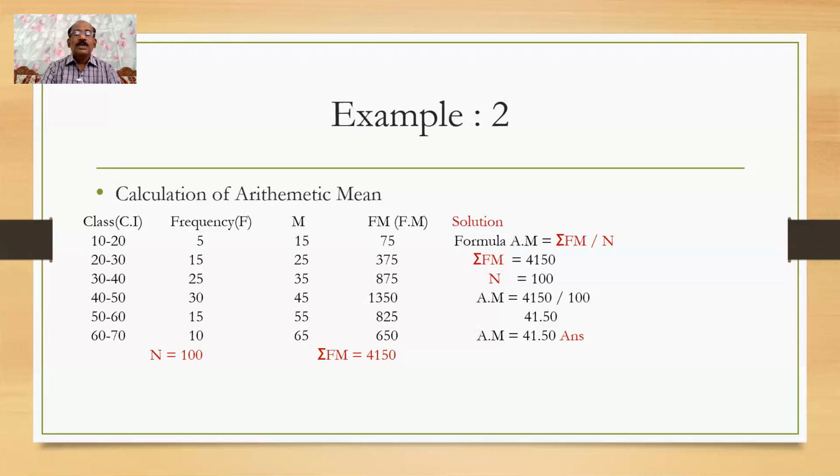In next step, you have to substitute these values. That is sigma Fm value 4150 and N value is 100. With that, we write it as 4150 by 100. 4150 is the sigma Fm, 100 is the N. So we are getting 41.50. It is the answer of this problem.